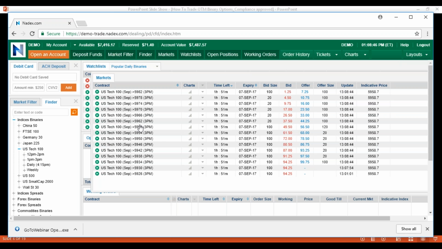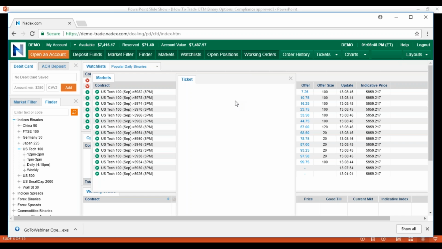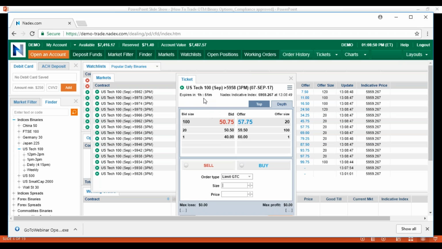What is a binary contract? All a binary contract is, is a statement. This says the US Tech 100 will expire greater than 59.58 by 3 p.m. Either that will happen or will not happen. It's either a yes or a no, right? If I think it's going to expire above it, I buy, or if I think the statement is false and it will expire below it, I would sell.